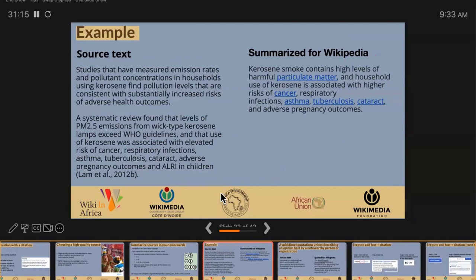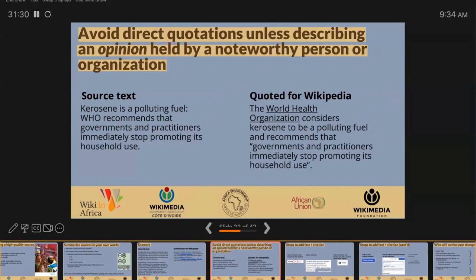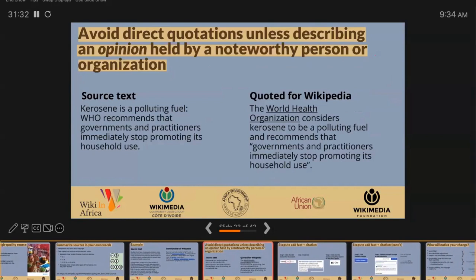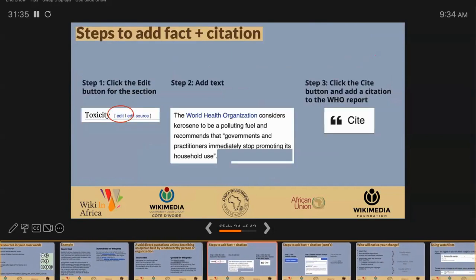So a lot of text in the original source, summarize that for Wikipedia. And, you know, this is a writing exercise. So, and then I can start adding it to Wikipedia.